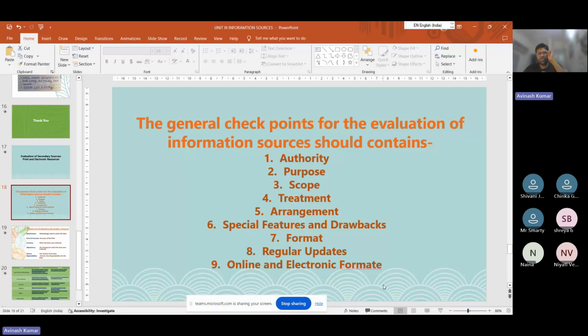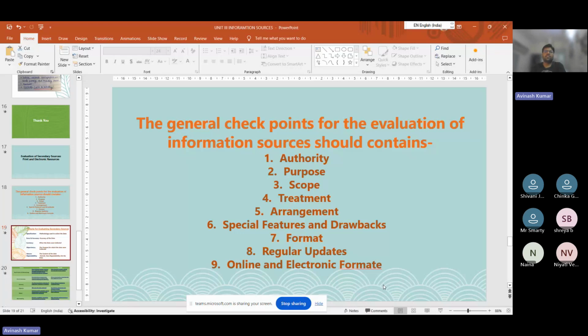And also you can write this in your examination. If you find this type of question on evaluation of information sources, you can discuss them one by one, and write the information, such as authority and purpose, then you can get good marks. So take pictures, screenshots, sorry.